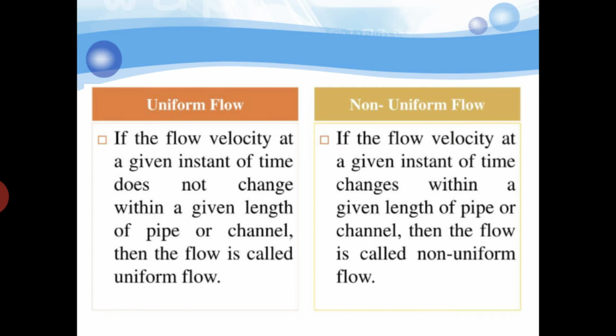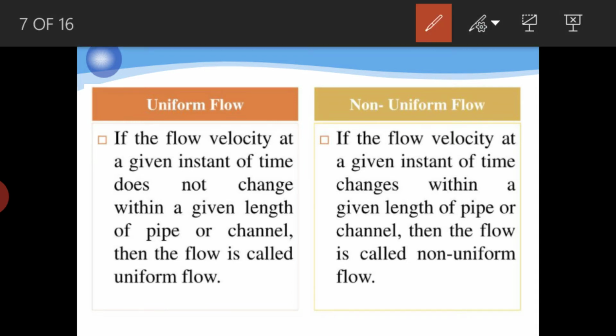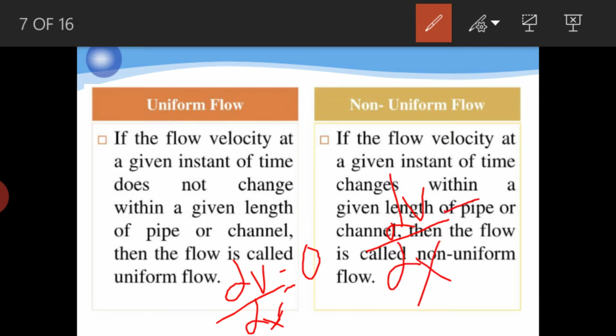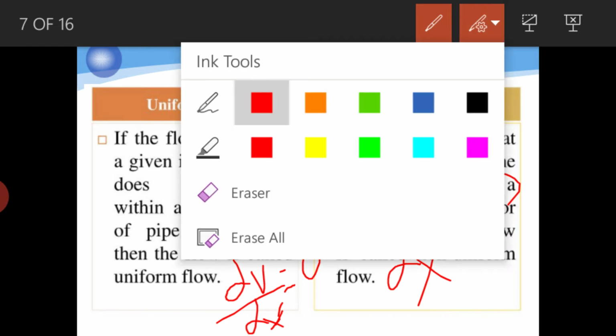And you can draw the figure and show where you get the uniform flow and where you get the non-uniform flow. So here in this one you will get ∂v/∂x equal to 0. Here you get ∂v/∂x not equal to 0. Means if the velocity varies here, the velocity will be constant.